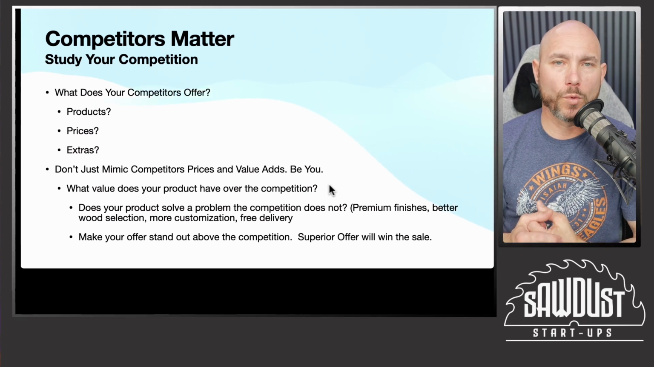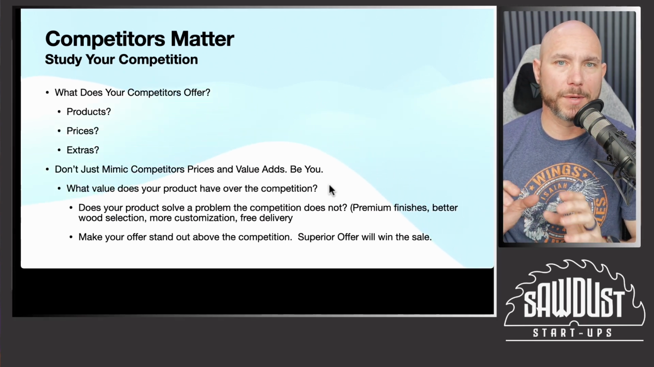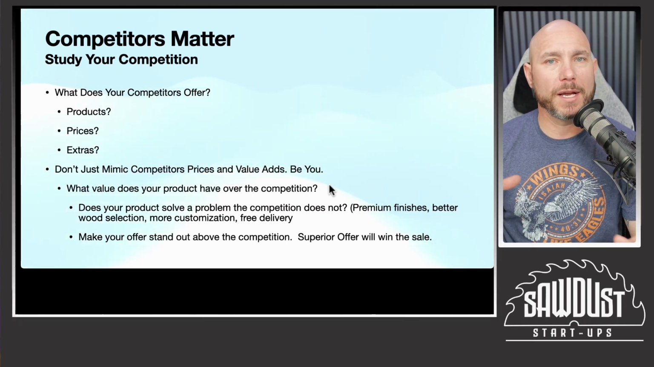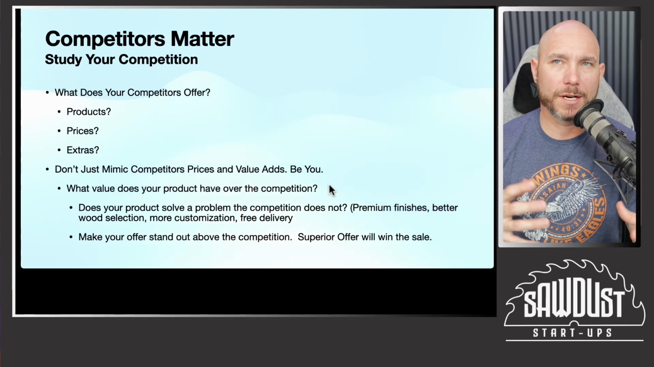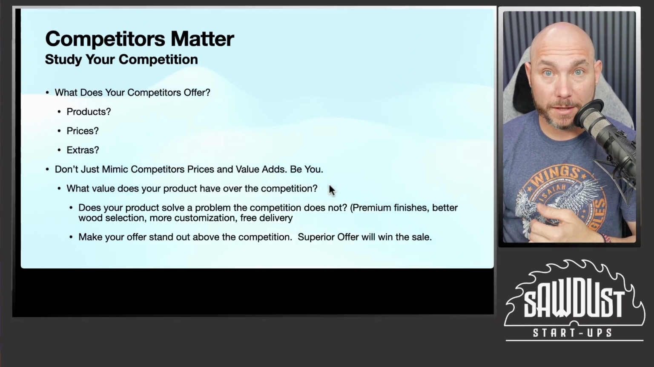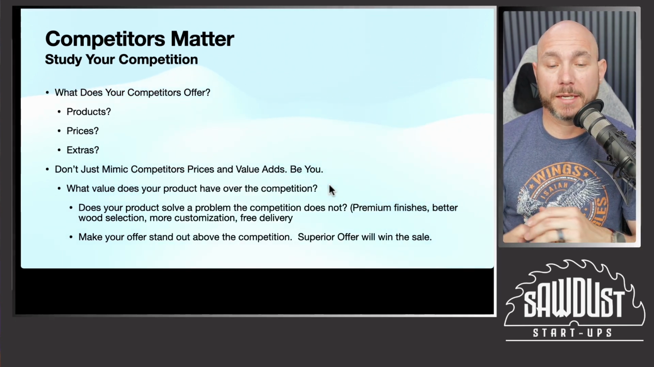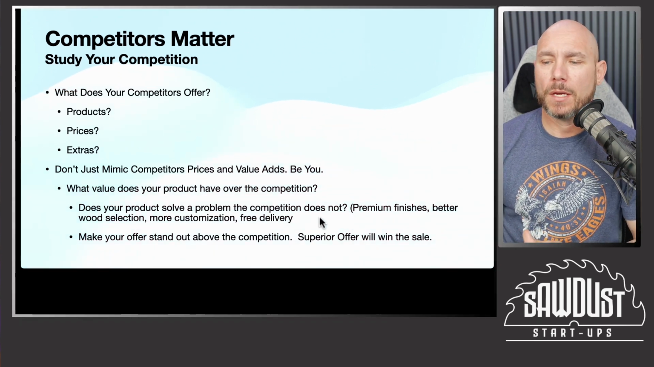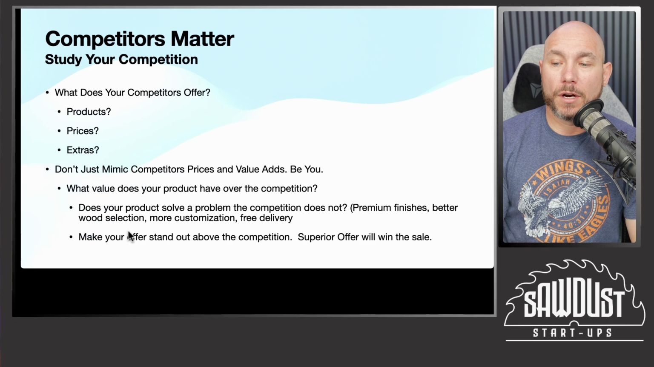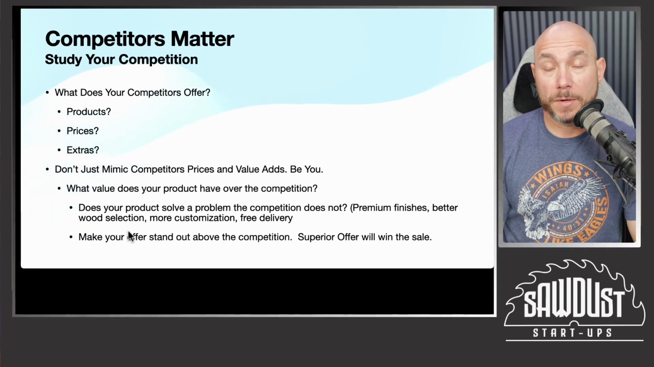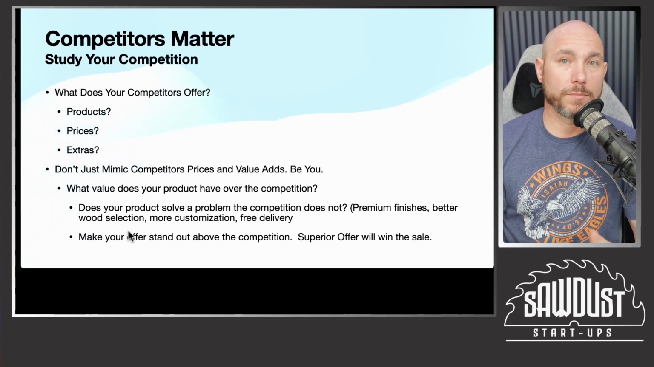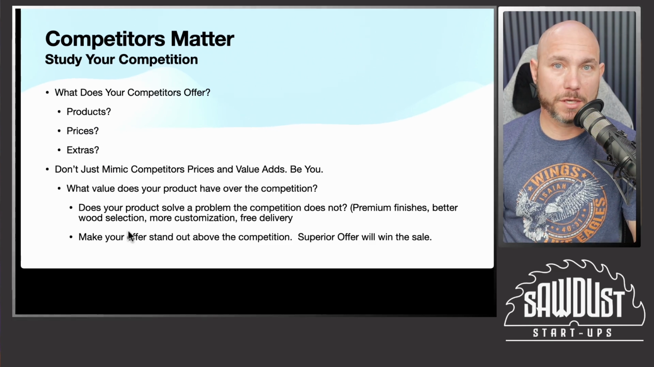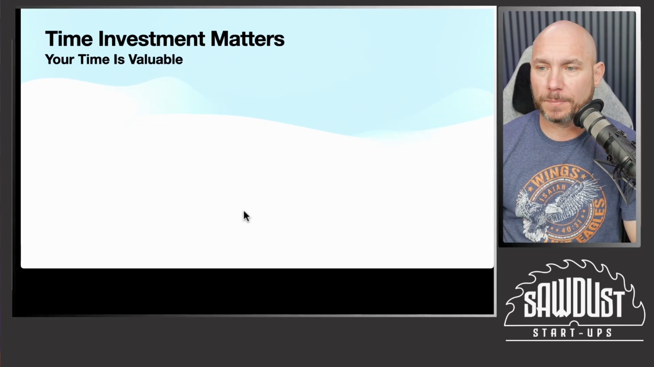You can also add more customization. That's one thing we started doing when we hit Etsy, people were like, can you put my initial on there? So I bought a Cricut machine. But now there's lasers out there that are available, CNCs, things like that. You can really add some customization to your product to really level yourself up. And you also want to make your offer stand out above the competition. The superior offer will win the sale, whether that's, again, the premium woods, more customization, deliveries, etc. That's going to help you.